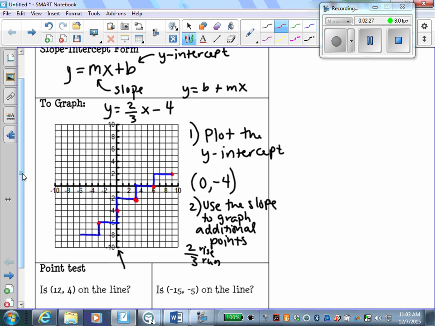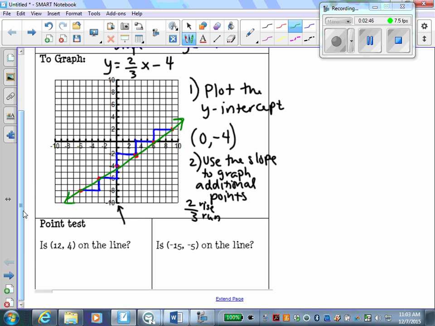Okay, so we've got all these red points here, and I'm going to connect them with a line. And I always put arrow ends on my line. Okay, that is the line y equals 2/3 x minus 4. Then the question is, down here on the point test, is (12, 4) on the line? And we could try to figure it out by graphing, but we also need to figure it out algebraically. If the point (12, 4) is on the line, then when I plug 12 in for x and when I plug 4 in for y, I would get a true statement. So let's test and see.